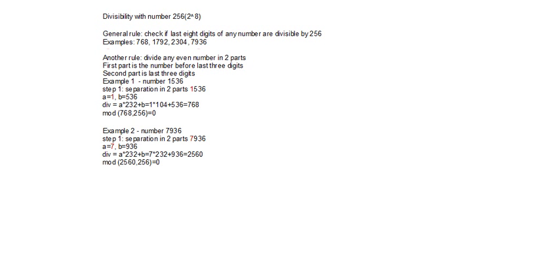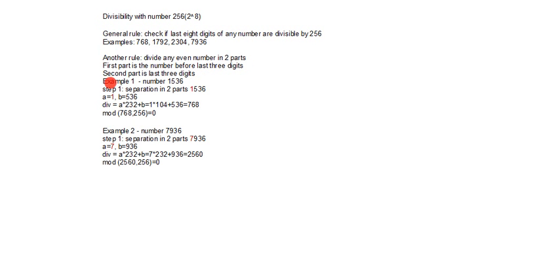Another rule is to divide any number into two parts, because this is a three-digit number. The first part is the number before the last three digits. This number could be odd or even. The second part is the last three digits.